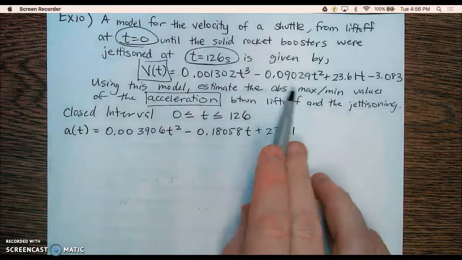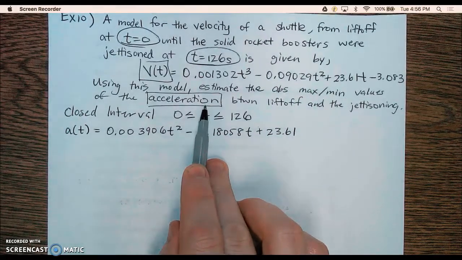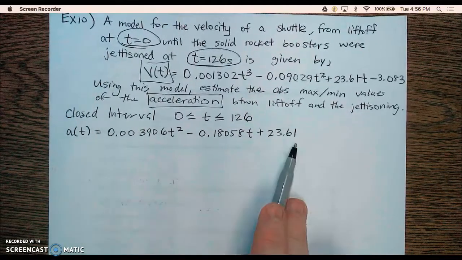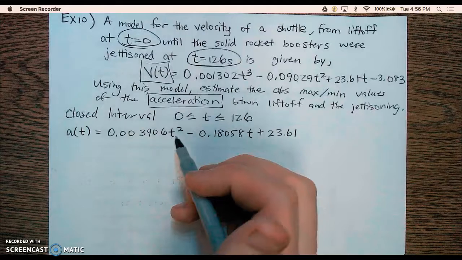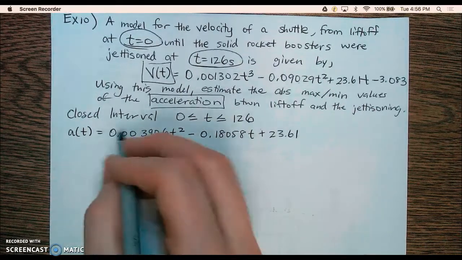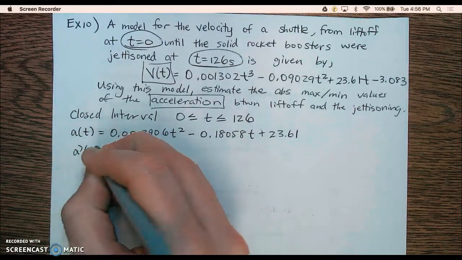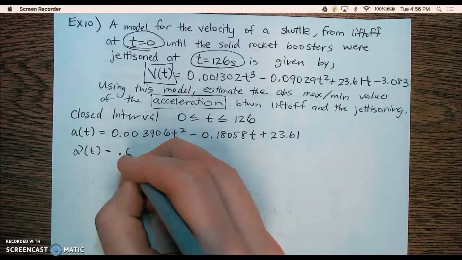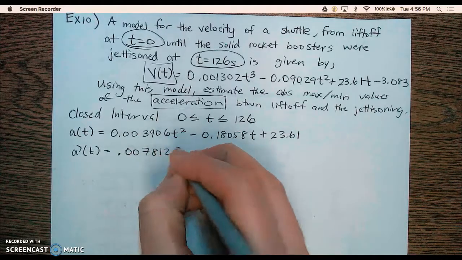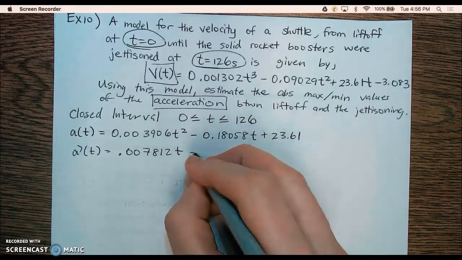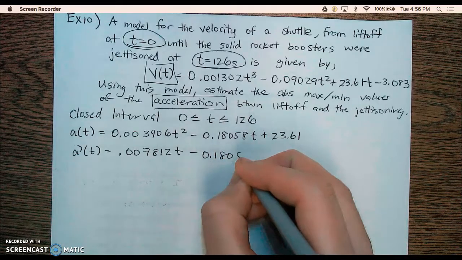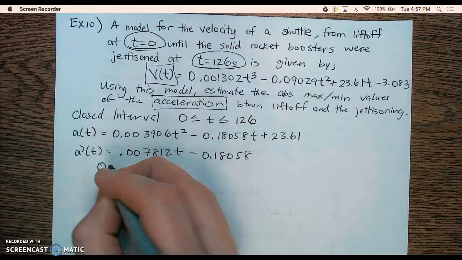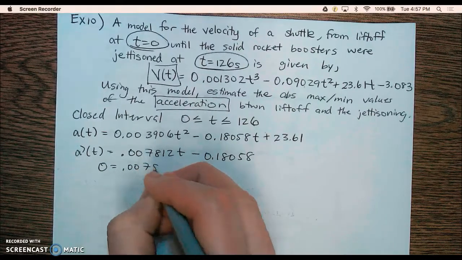We want to find the max and min of the acceleration. So I want to know, when does the derivative of this equal 0? Because that's where max and mins are going to be. So we're going to find the derivative of acceleration. I'm going to multiply by 2 in front, and I get 0.007812 t, and then minus 0.18058, and then plus 0. And we're going to set this equal to 0 to find the critical numbers.